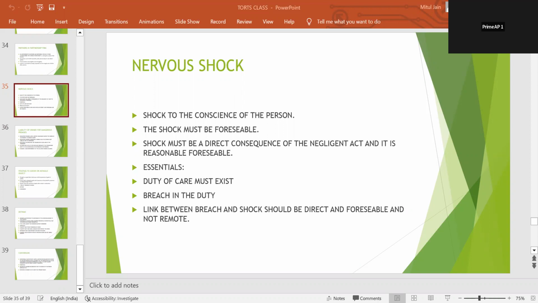Right? So it cannot be reasonably foreseeable that someone 200 meters away will see it, and that it will be the mother, and that it will be her own child's accident. It becomes too remote. That is the reason why Mr. X cannot be held guilty for causing nervous shock.